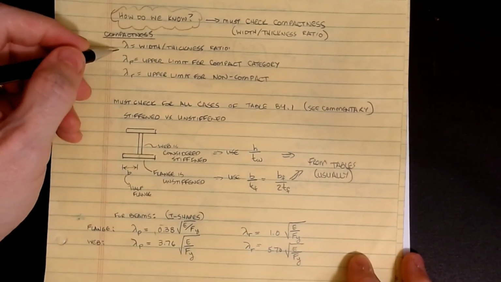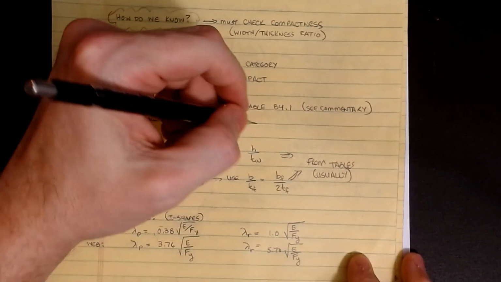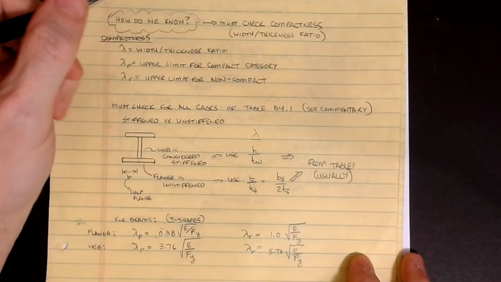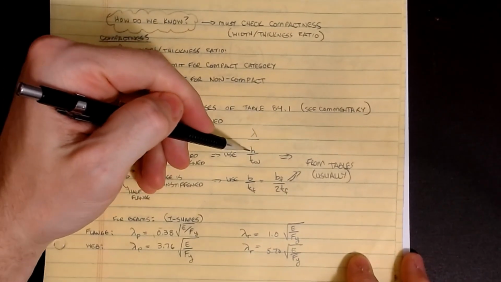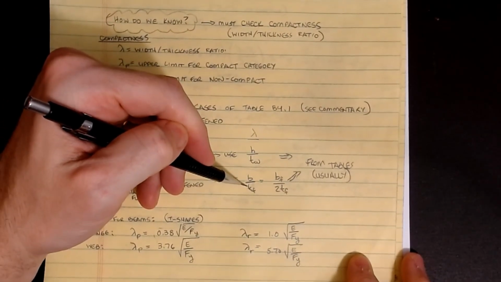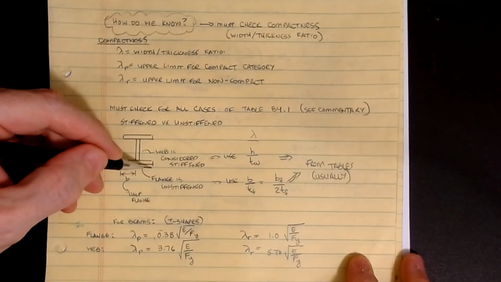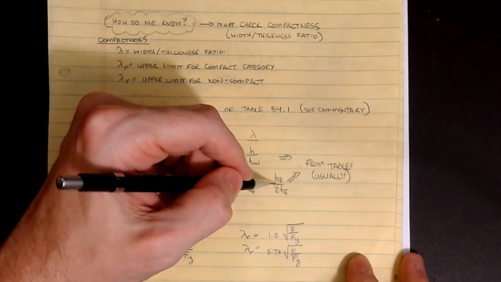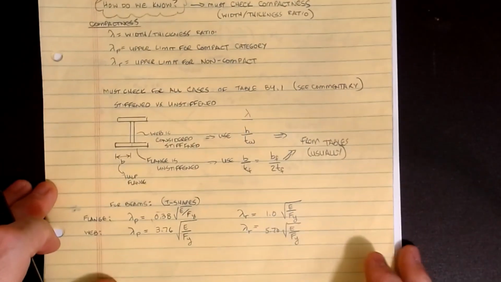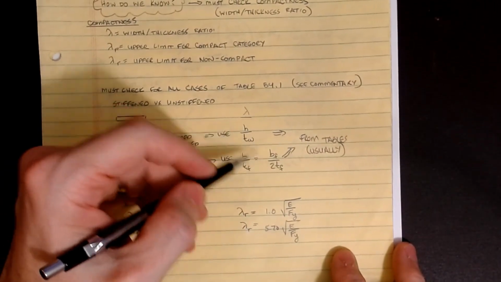Our lambda criteria is, and that's what this is, all of these are lambdas: h over tw for the web and b over tf for the flange. Well, if we know that b is half of bf, then this becomes bf over 2tf. And so these become section properties that we can calculate.